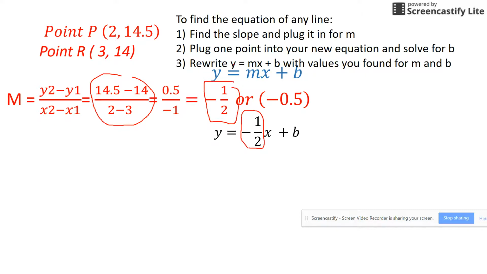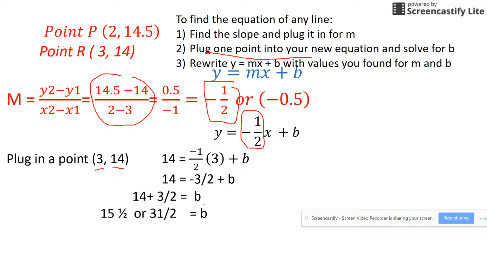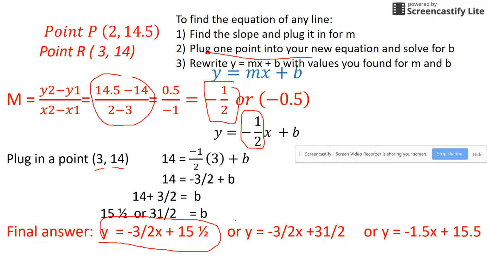Step 2 is plug in 1 point into your new equation. You can plug in either point. I picked the one without the fractions, I think. And you plug that in for x and y. And that allows you to find b. And so then you take your results from 1 and 2 and rewrite your equation. There's this method I don't recommend. I'd either recommend going all fractions or all decimals when you do that.